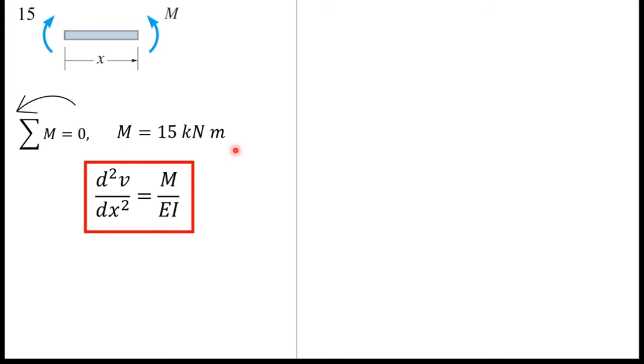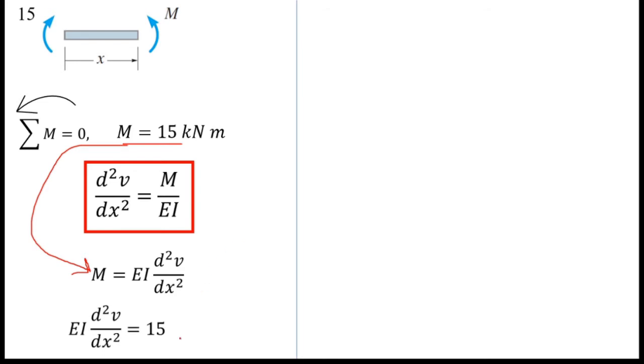So this is the equation of double integration method. This is an important equation. You have to memorize this equation. Next I will solve this equation for M. So if I get the answer for M, you will get this equation. Next I am going to substitute this M equals 15 value into this equation.